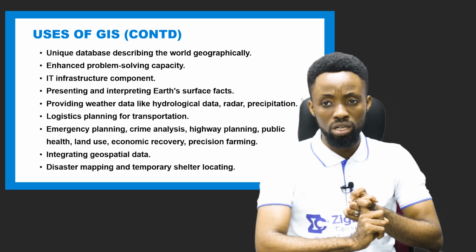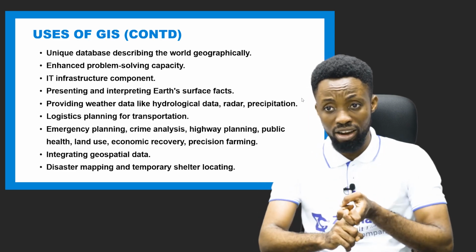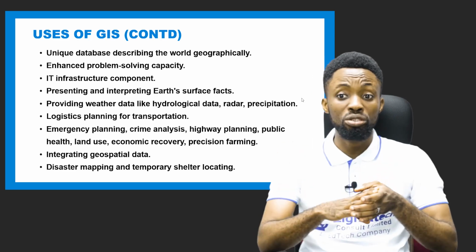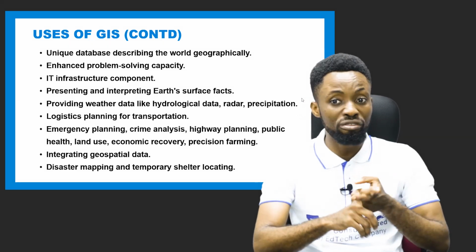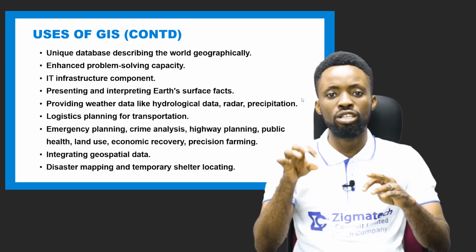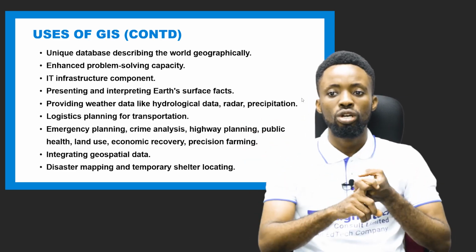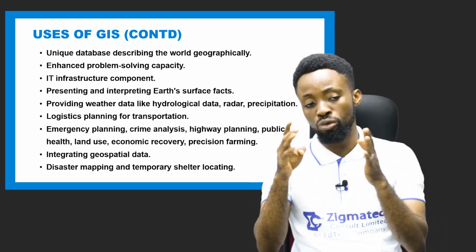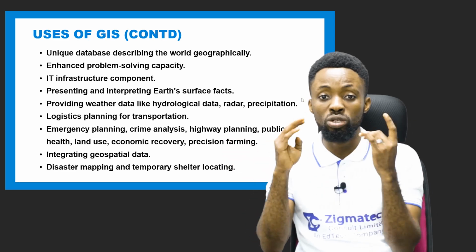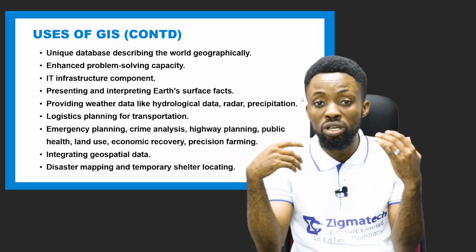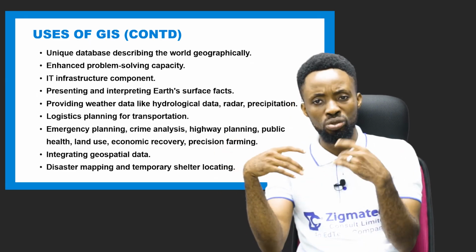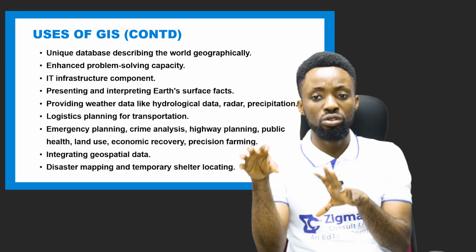GIS also helps in emergency planning like crime analysis, highway planning, public health, land use, economic recovery, precision farming. All of these actually integrate GIS to solve their problems. So if you work in the police department and you want to solve crimes going on in a particular place, with the help of GIS, CCTV, GPS, and satellites, you can easily solve that particular case. So that's one importance of GIS.